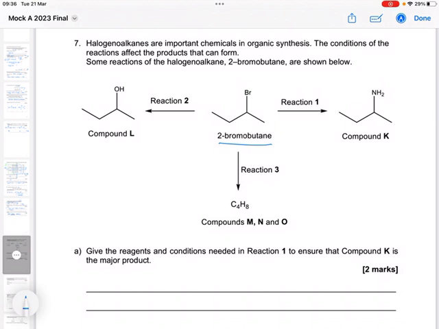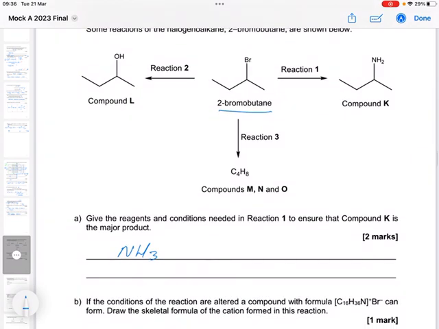So reaction 1, the reagent then is ammonia, and I'm making just the primary amine. It's not going any further, therefore it needs to be in excess. Okay, so 2 marks, 1 for that and 1 for that.